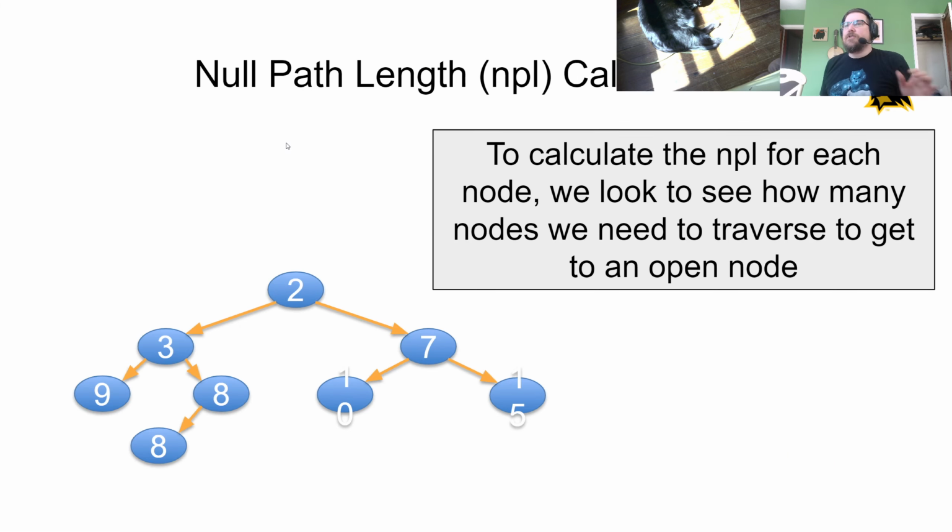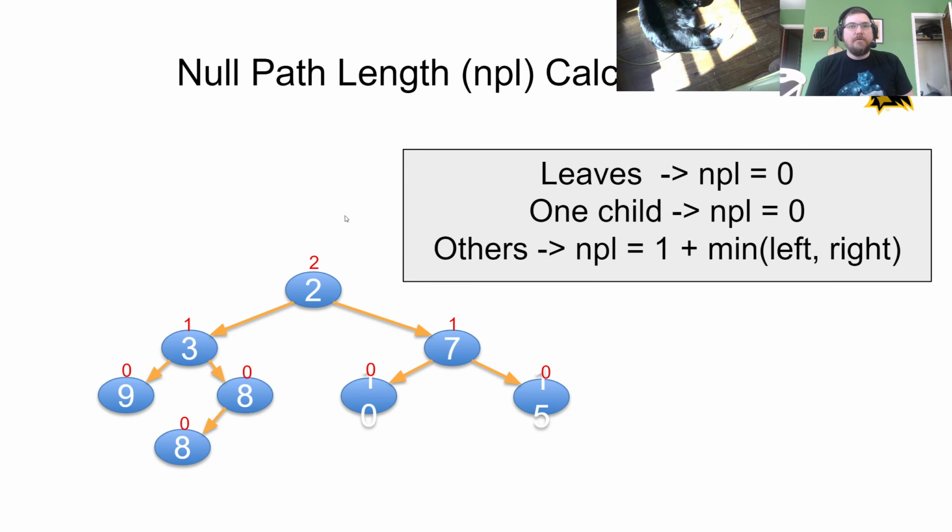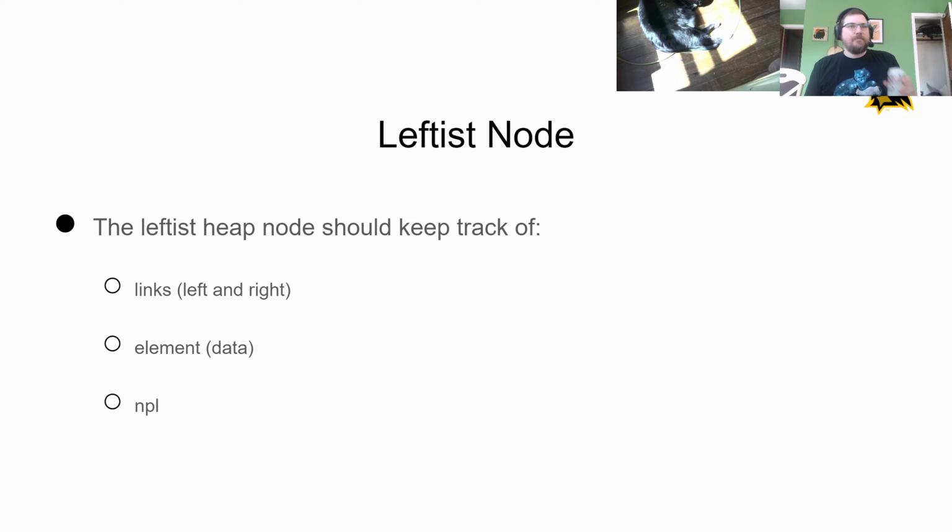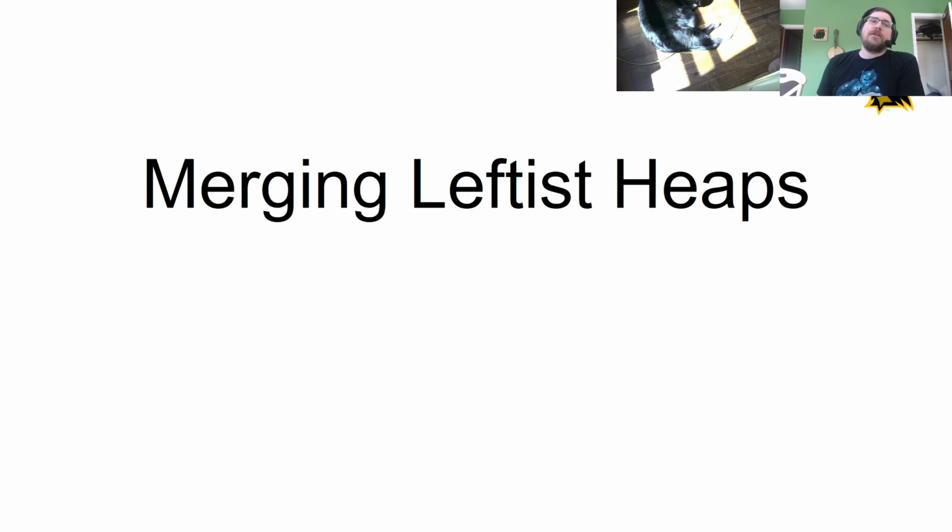To calculate the null path length for each node, we look at how many nodes we need to traverse to get to an open node. So this 2 here at the root has to go 1 hop and 2 hops to find a null node. However, 8 is different than the height, because the height of it would be 3. It has to go 3 hops to get to a leaf. We're not talking about a leaf, we're talking about any null pointer at all. If this 15 weren't here, then my null path length would be 1, because I could get to a null pointer really fast over there. So a heap node in a leftist heap is going to have the left child, the right child, the data for that node, and the null path length.